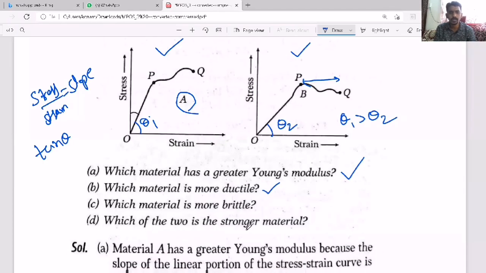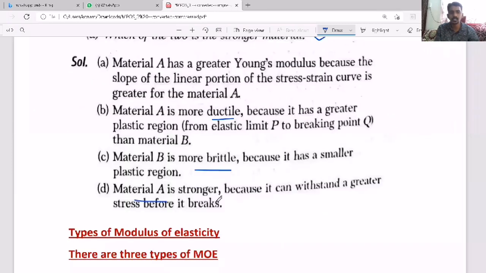And which of the two is the stronger material? Whose elastic coefficient is more? That is stronger. That's why here material A is stronger, because its modulus of elasticity is more. A higher modulus of elasticity means it can bear more stress, because modulus of elasticity is directly proportional to stress. So more stress, more modulus of elasticity. So its breaking stress is more. That's why it is stronger.